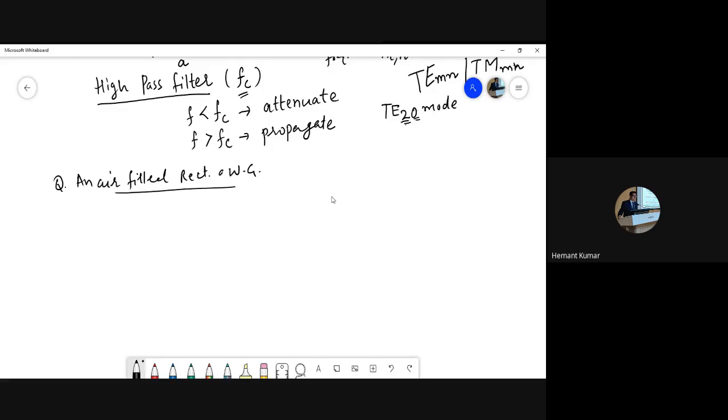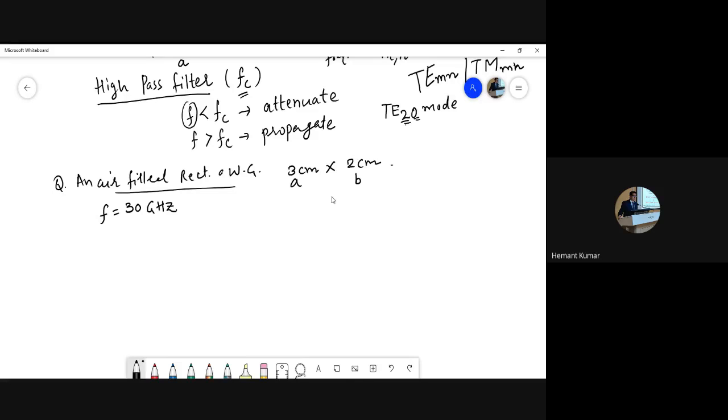A rectangular waveguide is given to you, whose dimensions are 3 centimeter by 2 centimeter. So a is given, b is given, and it is operated at a frequency of 30 gigahertz. This is the operational frequency.